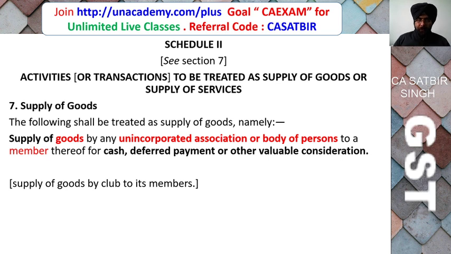The following will be treated as supply of goods. Supply of goods by any unincorporated association or body of persons to a member for cash, deferred payment or other valuable consideration. So if goods are supplied by such an association to its member, by a club to its member, then it will be supply of goods.